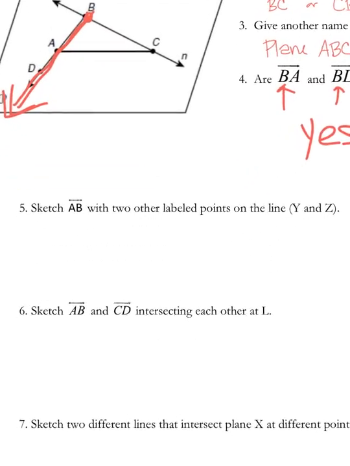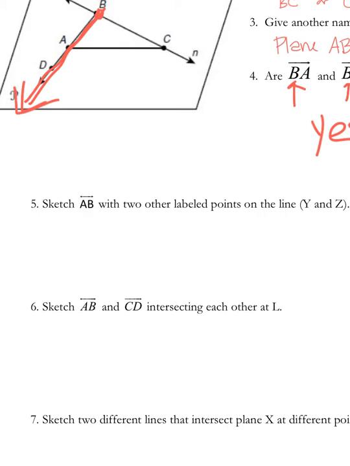All right, so now we're going to have a couple of drawings, sketching. Sketch AB with 2 other labeled points on the line, Y and Z. So first we are labeling it, drawing a line. And you can see that either by the word line or by that right there. So I'm going to draw a line. And if it's line AB, that means A and B are on the line. So I'm going to draw 2 points and label them A and B. Now it says 2 other labeled points are on the line. So I am going to put 2 other points and label them Y and Z.